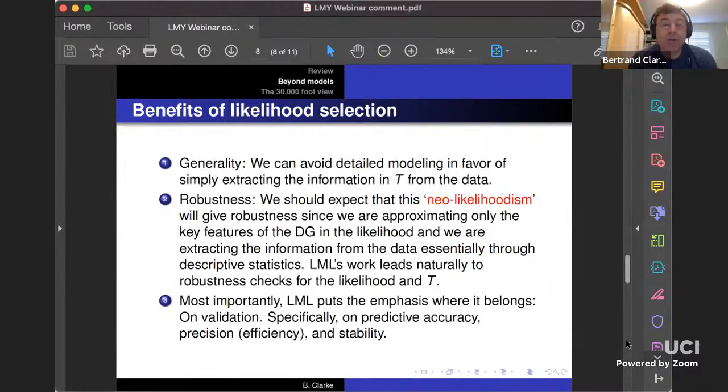Well, there's generality. We can avoid detailed model and favor modeling because it's typically exceedingly difficult to do that modeling to either infinite precision or to a precision that we can persuade everybody else is 100% reasonable. There's the robustness angle. The sort of neo-likelihoodist approach should give robustness, since we are extracting key features of the data generator in the restricted likelihood, or whatever term you care to use. And of course, this leads to robustness checks for the restricted likelihood or the likelihood and for T. And most importantly, I think, the authors have put emphasis where it belongs. Validation, specifically predictive accuracy. They haven't looked at it in great detail, but efficiency and stability as well.